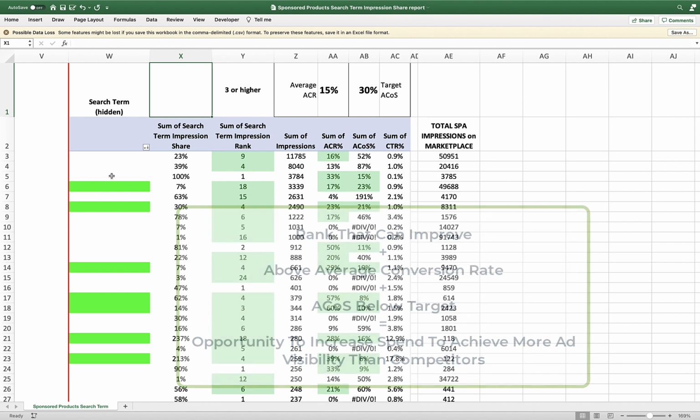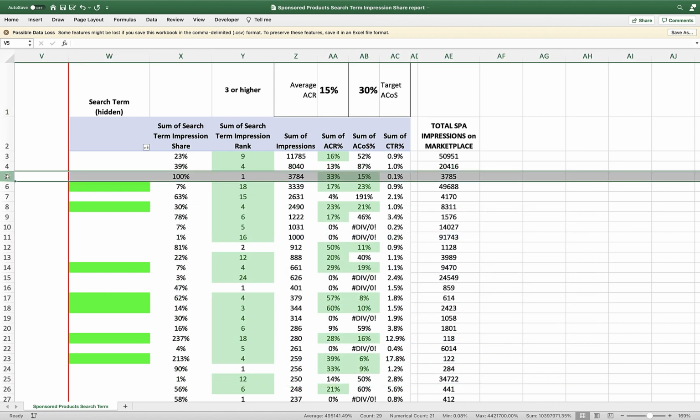So on this particular row, there is a search term. And in this case, it's getting 100% of the share, which means it's probably a branded search or something very unique. And it is in search term impression rank of 1, which means it is getting the most ad impressions. Now, in this case, it's getting 100% of the ad impressions. And so, yeah, it's not that hard to be in #1 spot.